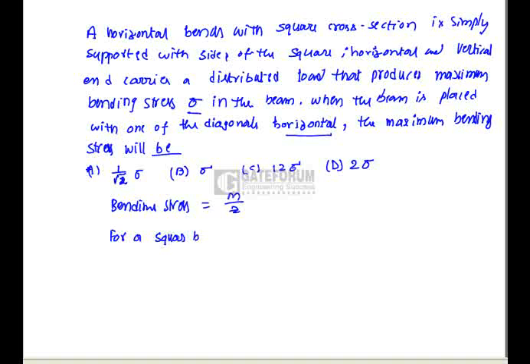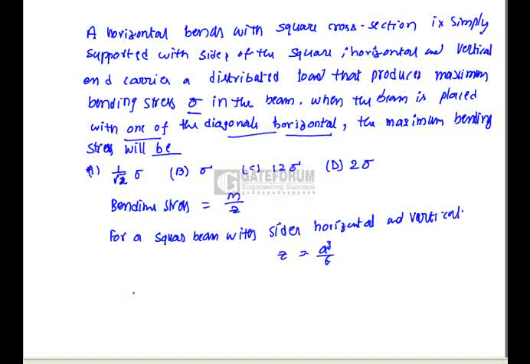Where for a square beam with sides horizontal and vertical, Z is going to be a cube by 6. So for the same section with one of the diagonals horizontal, the Z is equal to a cube root 2 by 6.